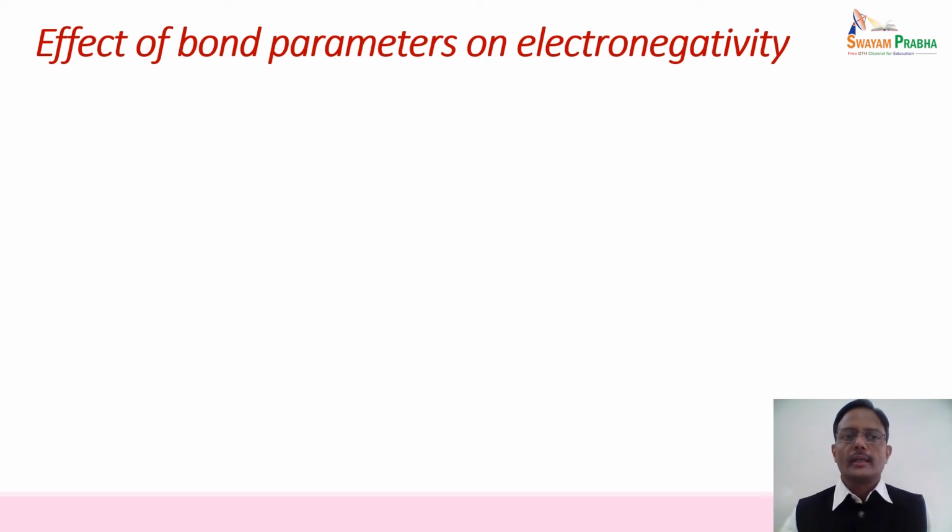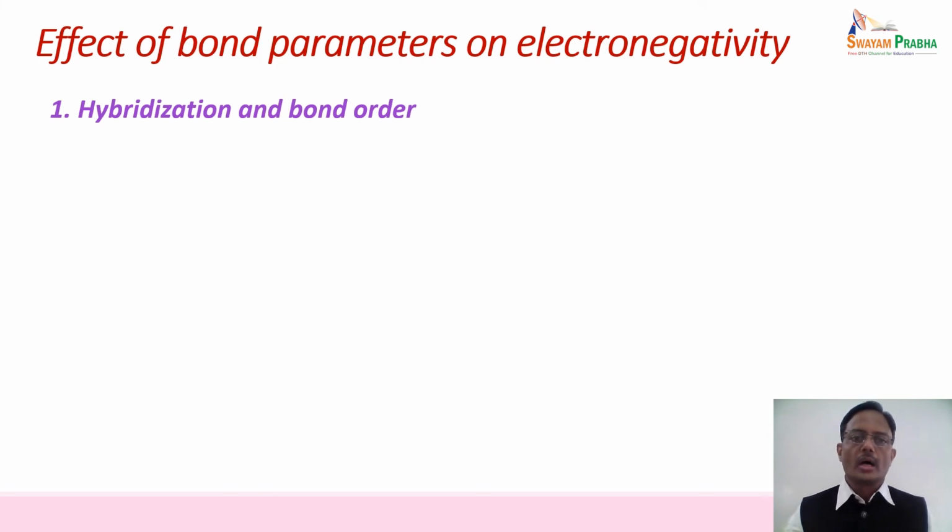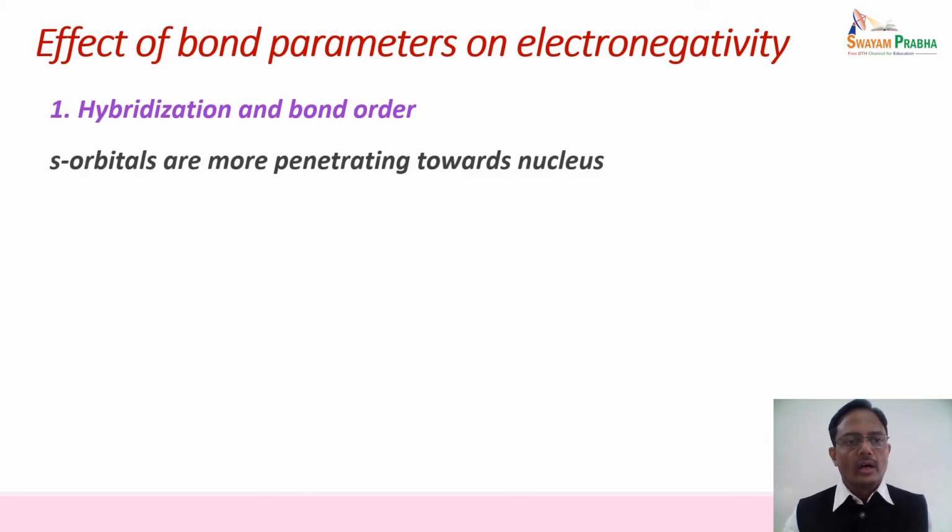Now let us see what are the effects of bond parameters on electronegativity. The first effect is of hybridization or bond order. Now we know that s orbitals are more penetrating towards the nucleus. We have discussed this effect of penetration while discussing the ionization enthalpy values. We know that s orbital is more penetrating than p, which is more penetrating than d, which is more penetrating than f orbitals. This we discussed while discussing the distribution of electron charge density in various orbitals.